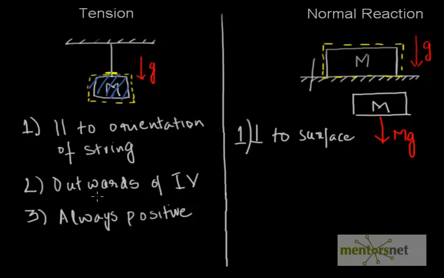Next, what direction is the force in? In the case of strings, the force is outwards of the isolation volume. In the case of normal reaction, the force is inwards of the isolation volume. So since this is the isolation volume, we'll be going from outside to inside. Since the force is at this interface, it is an upward force. So we can finally say that the force is vertical and that it points upwards, N. So let me just write the second rule.